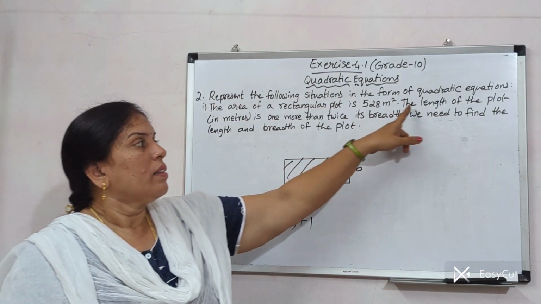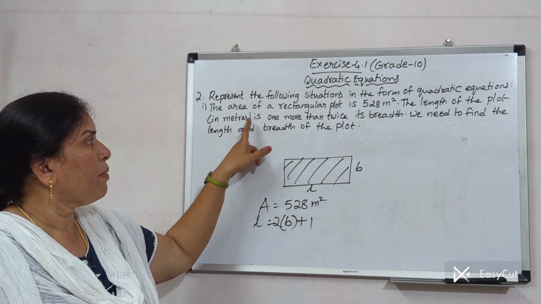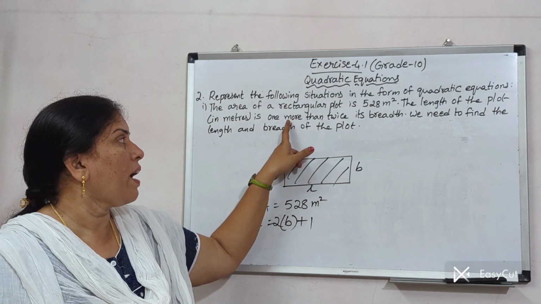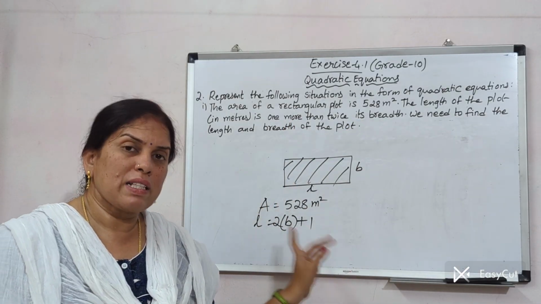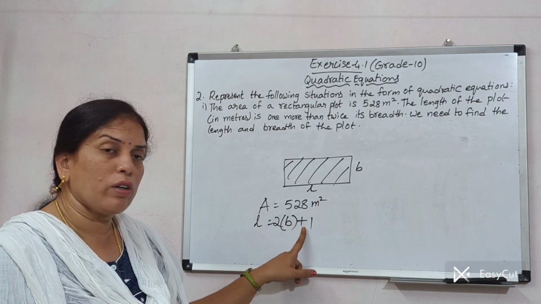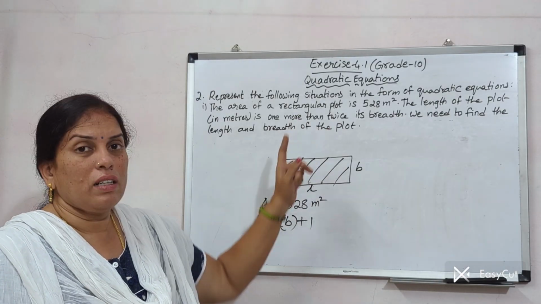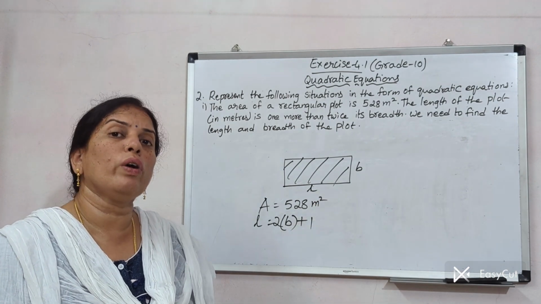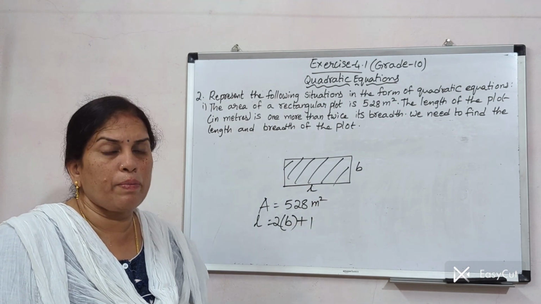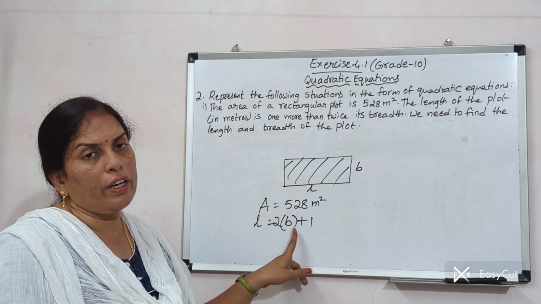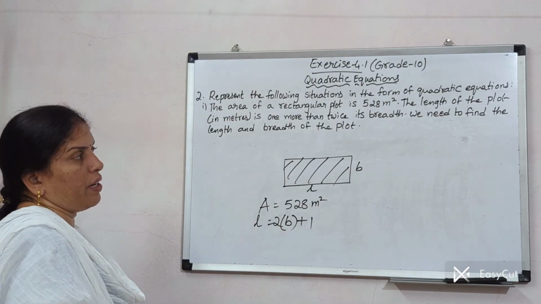Again I am telling, the length of the plot in meters is 1 more than twice its breadth. 1 more means plus 1. 1 less means minus 1. Okay, 1 more, that's why I wrote plus 1. Twice, 2 times its breadth. 2 times its breadth means 2 into breadth. 3 times its breadth means 3 into breadth. So 2 times its breadth, 2 into breadth. Like this we must write.